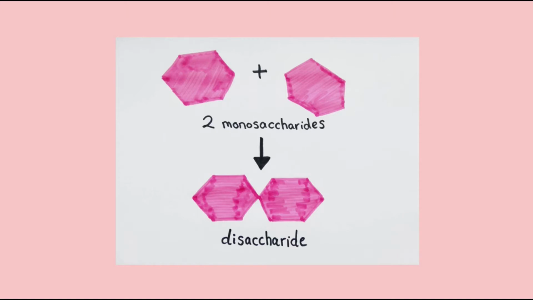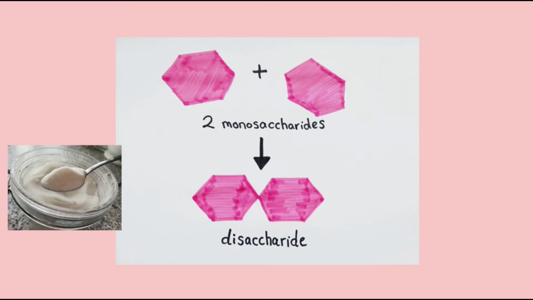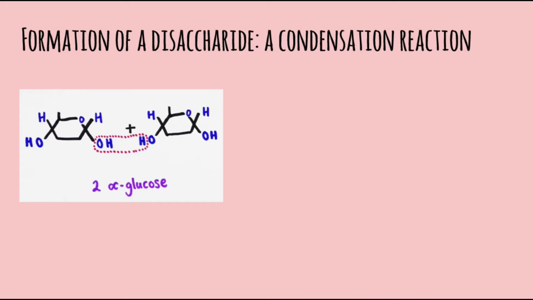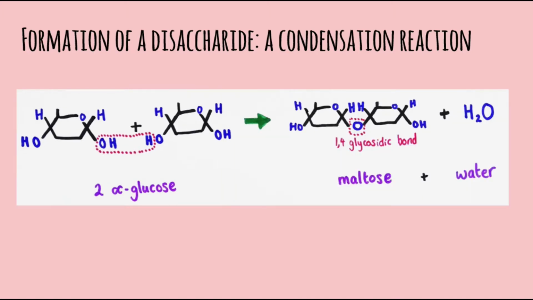Disaccharides are just 2 monosaccharides joined together. Sucrose is an example of a disaccharide, as is maltose. Maltose is 2 glucose molecules joined together. Here we have 2 molecules of alpha glucose. We remove a molecule of water and a glycosidic bond is made. Because we're removing a molecule of water, we call this a condensation reaction.